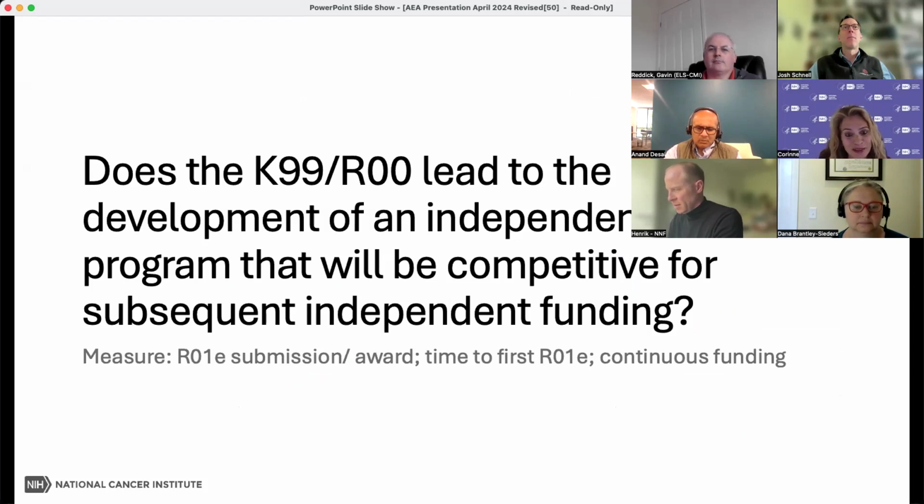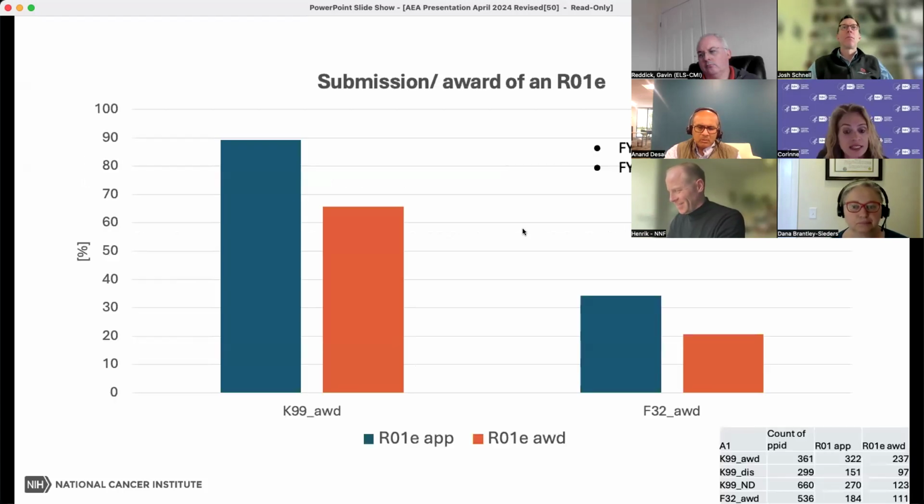Now, the next question we wanted to ask was, does the K99 R00 lead to the development of an independent research program that will be competitive for subsequent independent funding? And to measure this, we looked at R01 e-submission, award, time to first R01E, and continuous funding. Next slide, please.